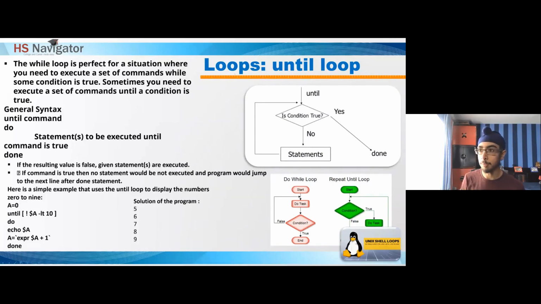So it's kind of like the opposite of a while loop. A while loop starts with a condition that's true and runs until it's false, but an until loop starts when a condition is false and runs until it's true.